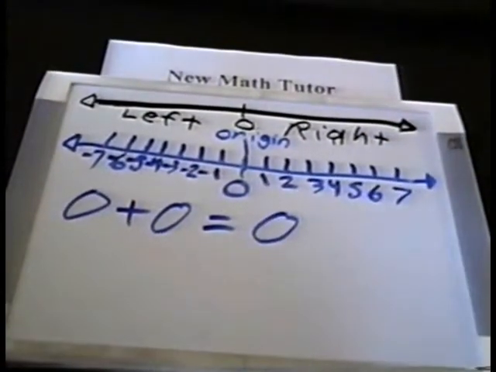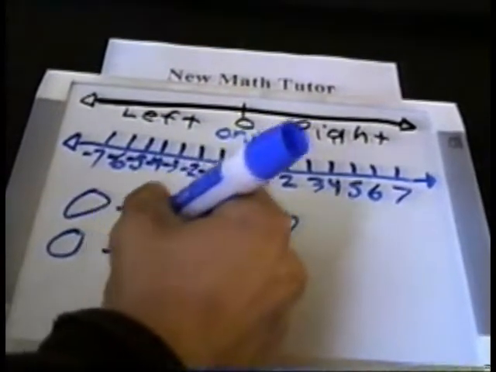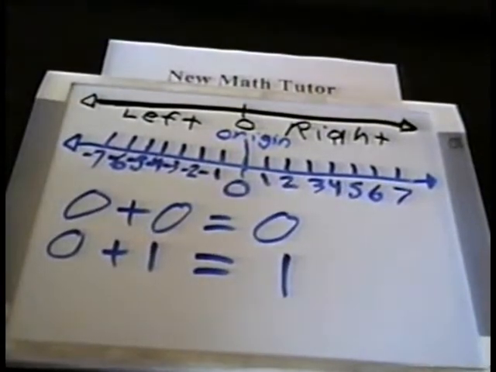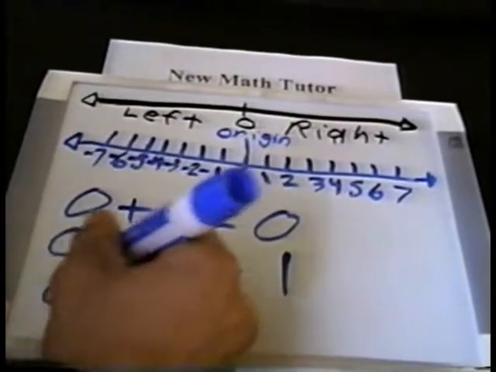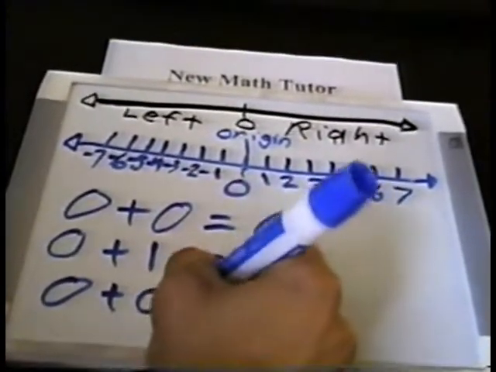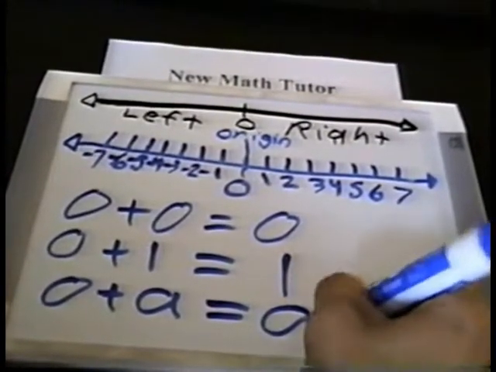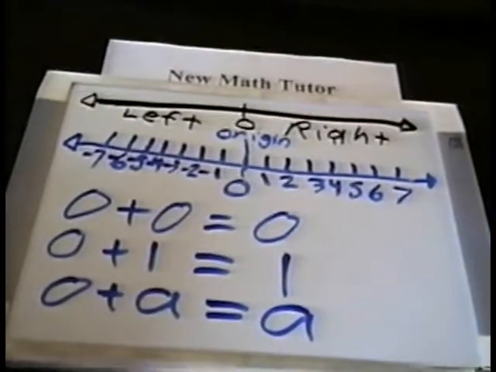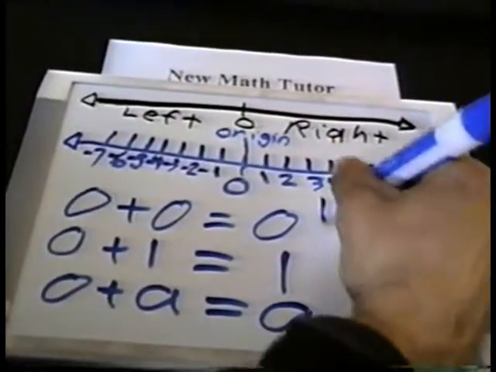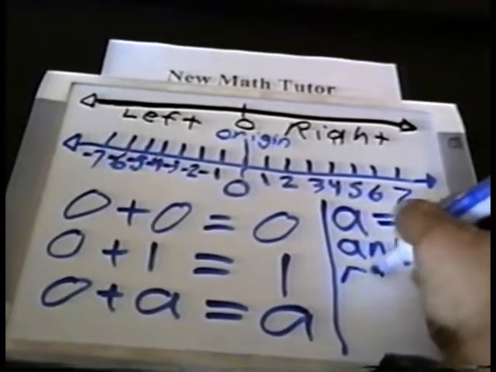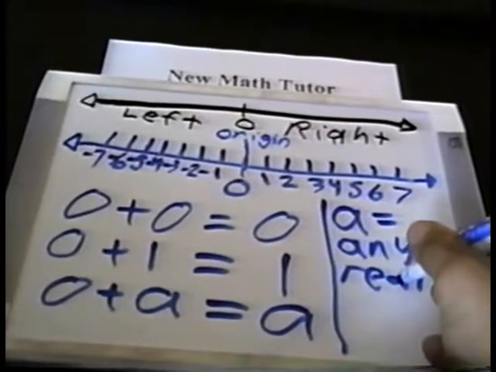Now, anytime 0 is added to a number, it does not change that number. 0 plus 0 equals 0. 0 plus 1 equals 1. Zero plus any real number A equals that number, where A is any real number.